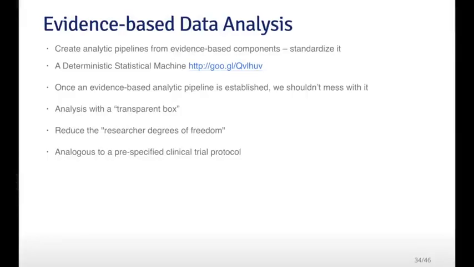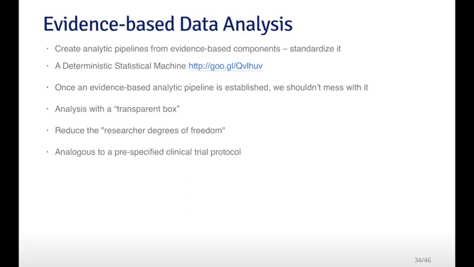So my only thinking is that we should just take this principle and apply it everywhere, right? As much as possible, to create analytic pipelines from evidence-based components, and to standardize it. And so Jeff has his other contribution to this, he calls this the deterministic statistical machine, which is the idea that you have an algorithm or a pipeline that produces a deterministic result given a set of data and a minimal set of inputs.